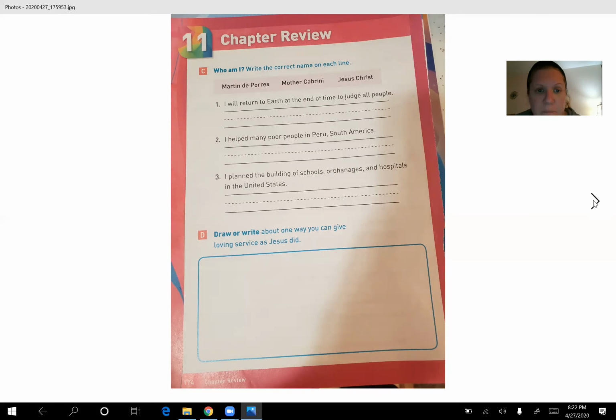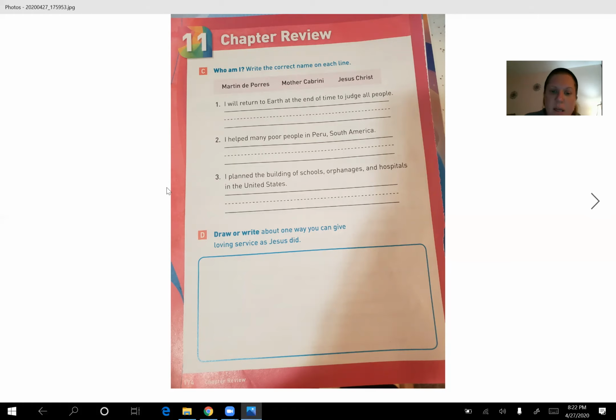On the back, who am I? Write the correct name on each line. So we have Martin de Porres. If you don't remember who he is, you might have to look back a page or two in your chapter. We had that yesterday. Mother Cabrini, and everybody should know, Jesus.